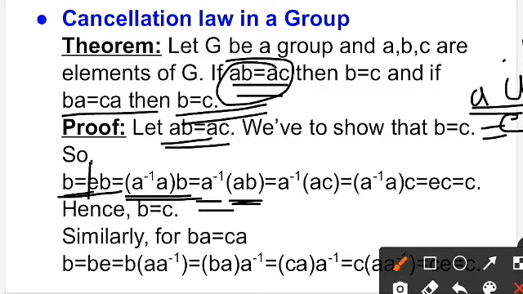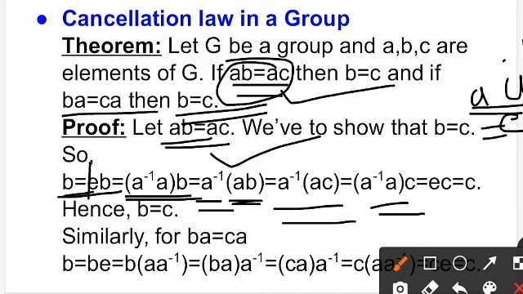But AB is equal to AC. This is from our hypothesis. We have assumed that AB is equal to AC here, right? So we are substituting the value of AB as AC, therefore A inverse into AC. Then again by associative property we can write it as A inverse into A into C, but A inverse into A is identity, therefore E into C is equal to C. So we have shown that B is equal to C.